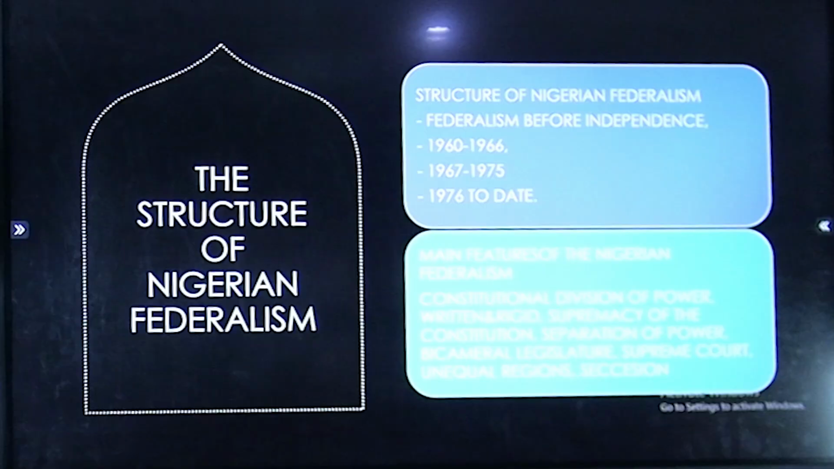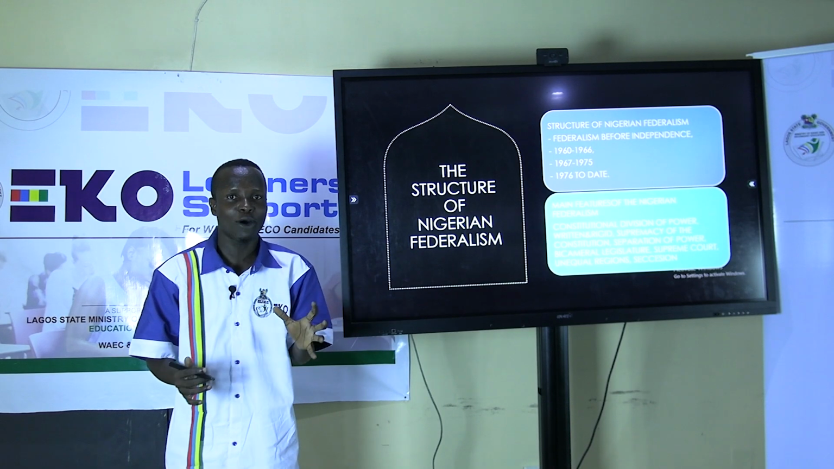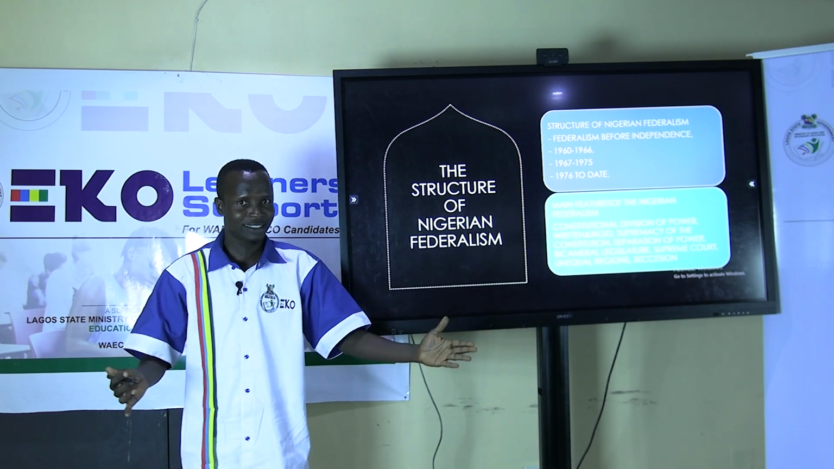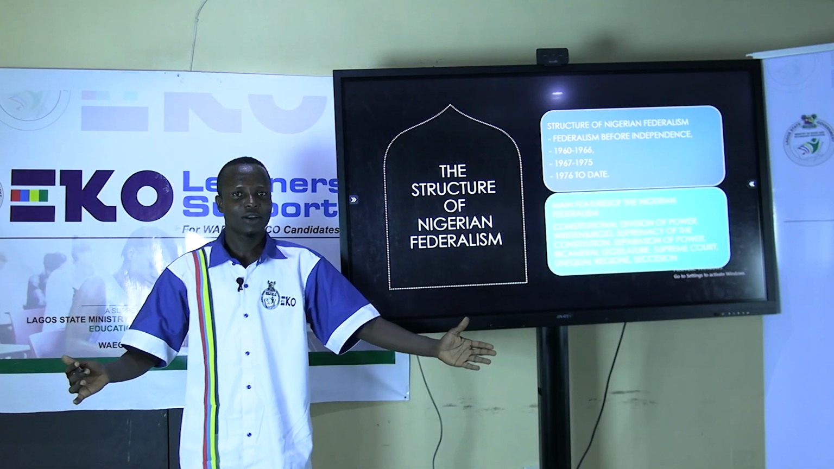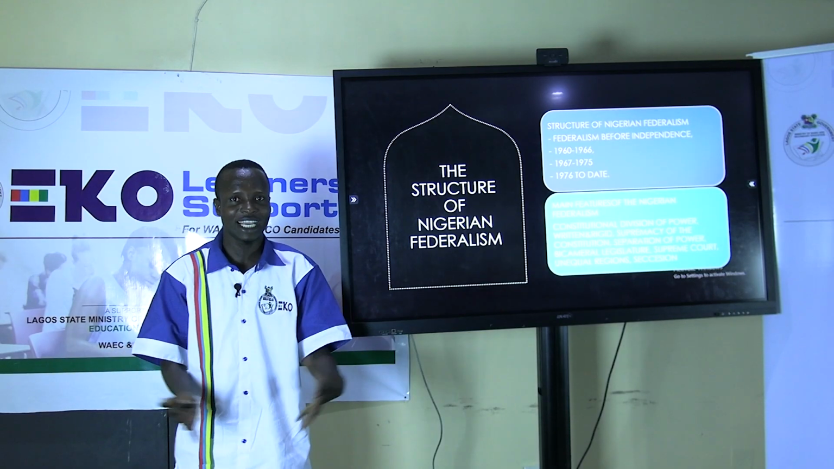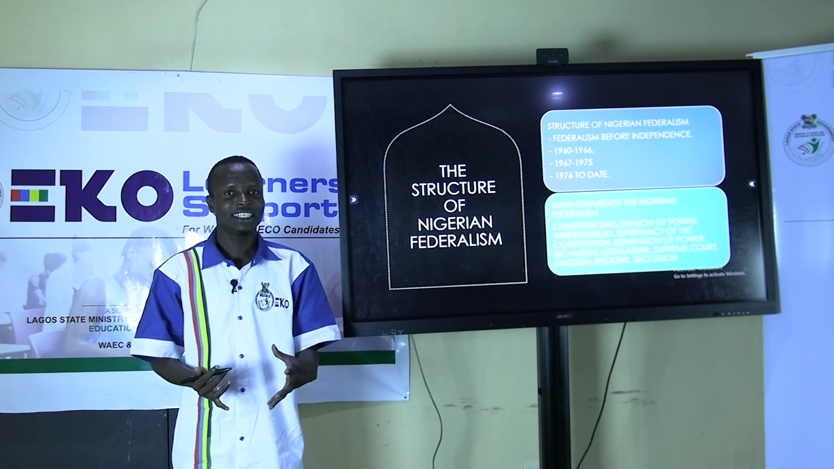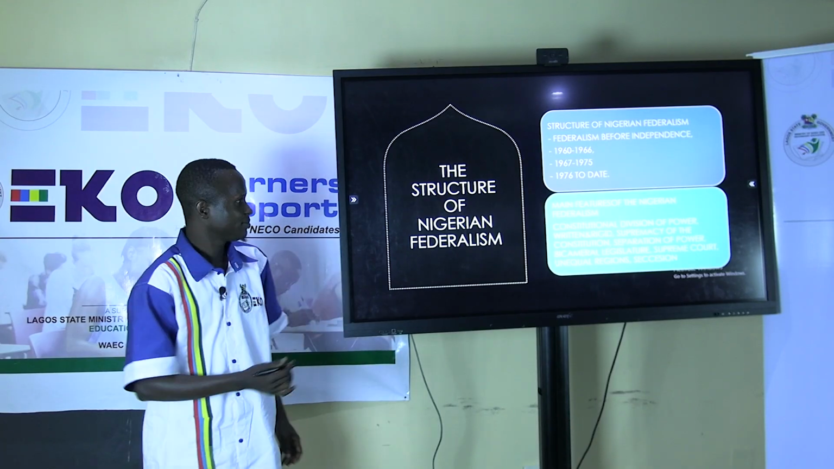Secession. In a federal system of government, it is very difficult to secede. Secession is not allowed in a federal system of government. Everybody works together. We are diverse. We are different, but we still come together in unity, in our diversity.